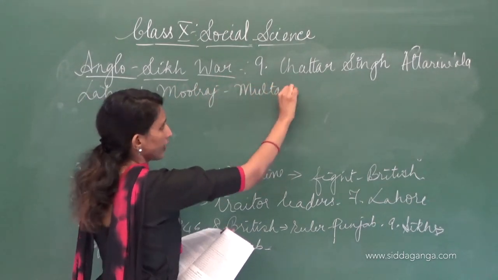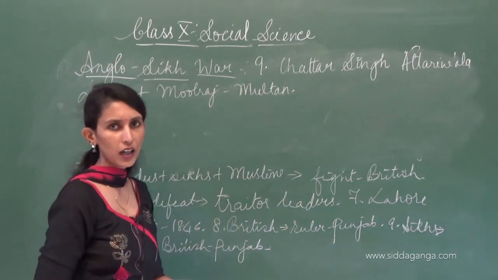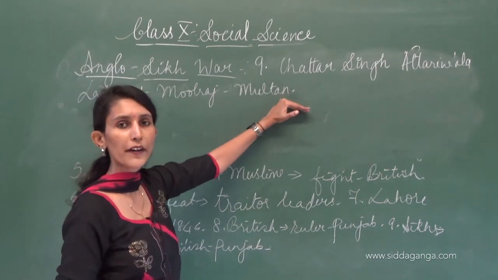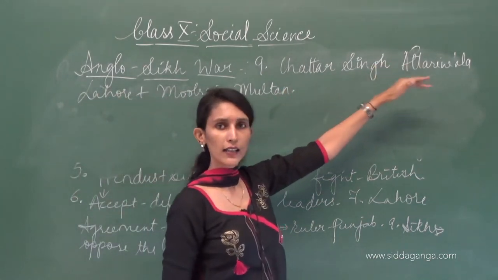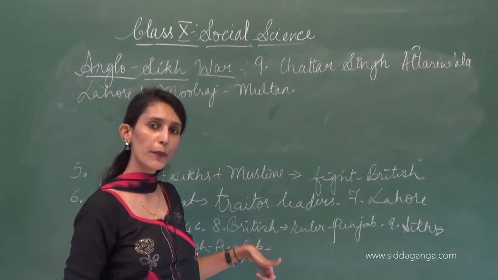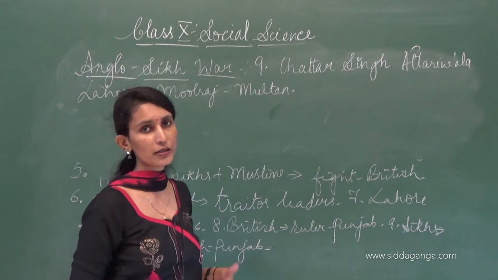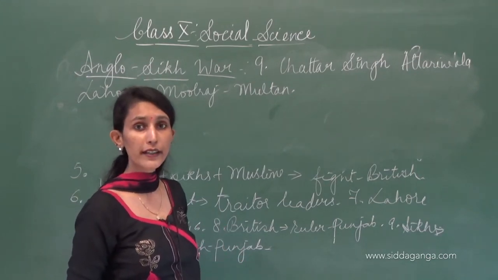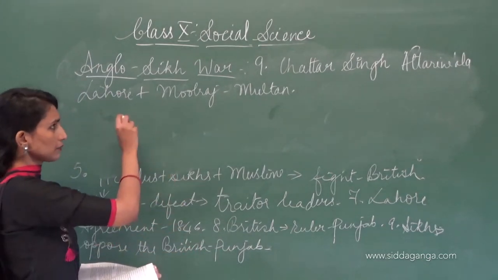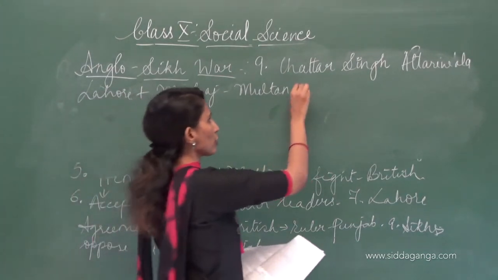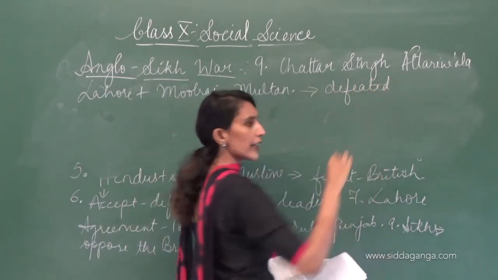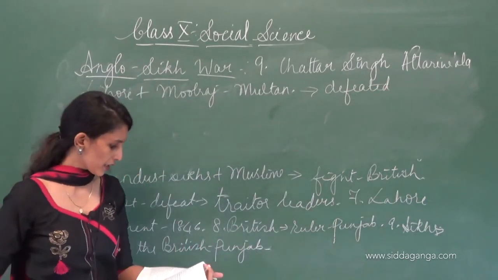Now all these places are familiar to you from the previous lessons or the previous classes that have been done. Two people wanted to oppose, Chhatar Singh Atirwala in Lahore, whereas Mool Raj in Multan. Whom did they want to oppose? They wanted to oppose the Britishers because of the rule that they were doing here now in their territory. But what happened at this opposition also? They got defeated.